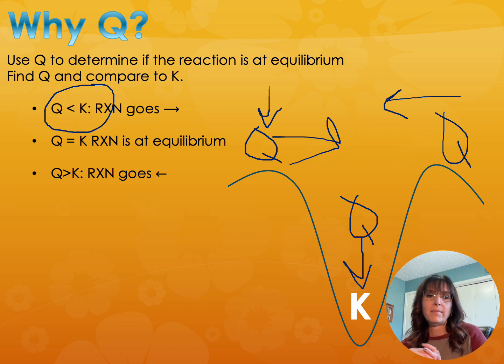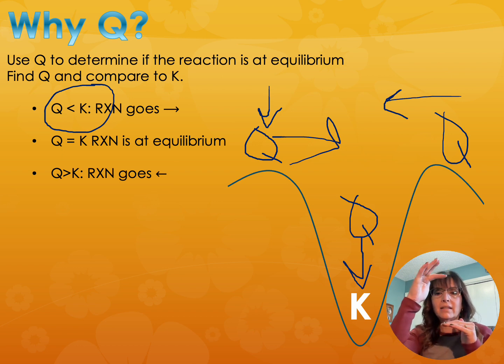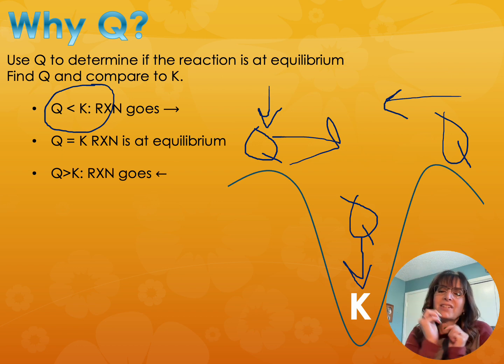But you could also think about it mathematically. If Q is less than K, that's because, remember, products divided by reactants. The products up here, there's just not enough of them. So we need to make more product to bring our value up. But I really, really like this expression. This little going on a picnic tends to ring pretty true with students.